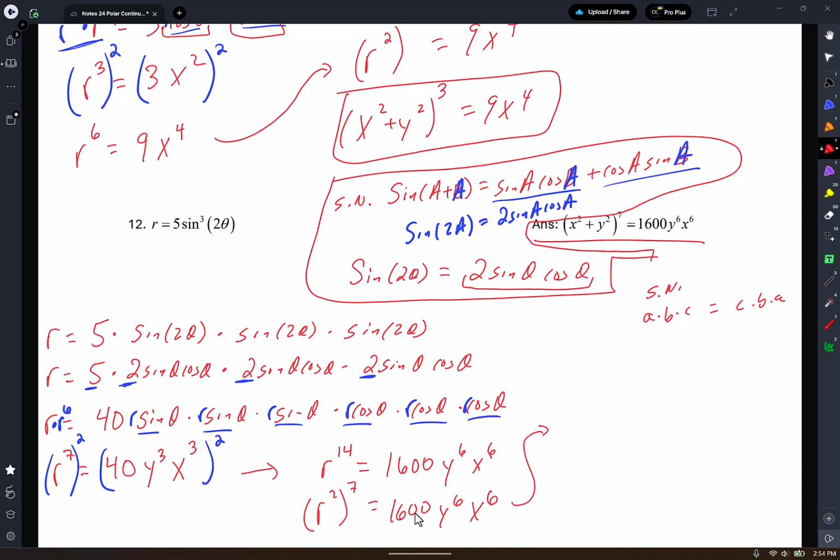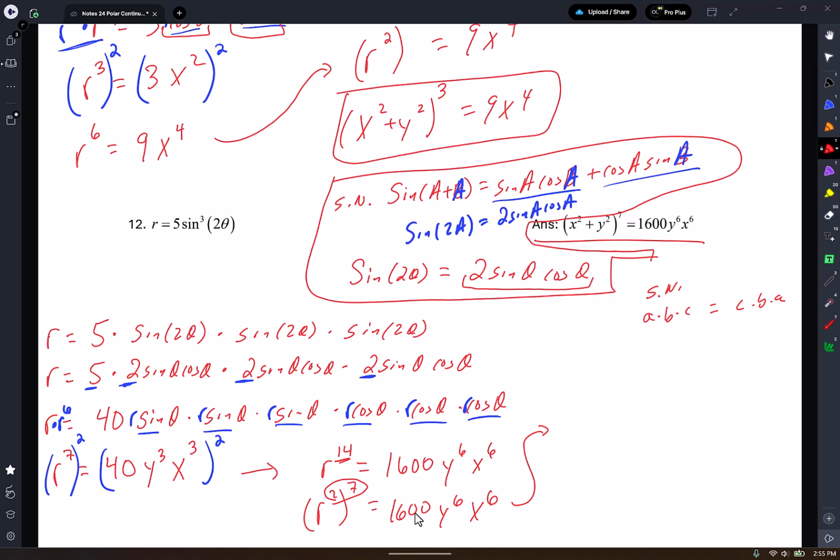And then here's my final answer. Ready? Yeah, I'm slowing down. What happened after the R to the 14th equals 1600? Can you explain the step after that again? Yeah, you still have r to the 14th. R squared raised to the 7th power is still r to the 14th. See? I just reworded it to have an r squared in there so I can replace it.